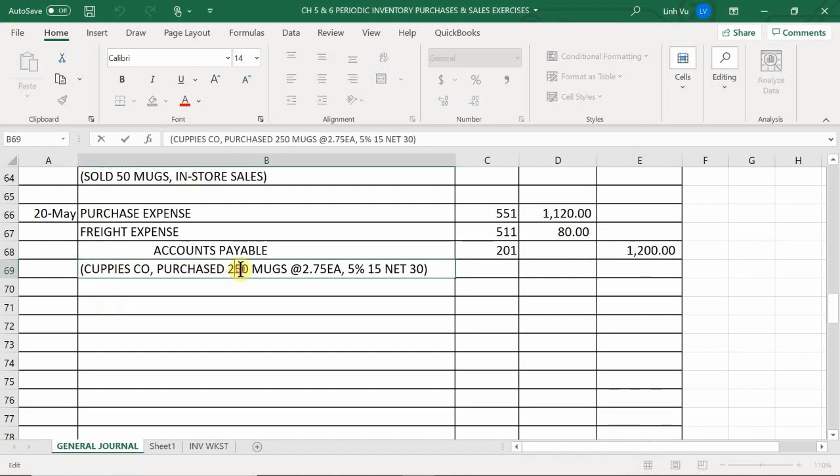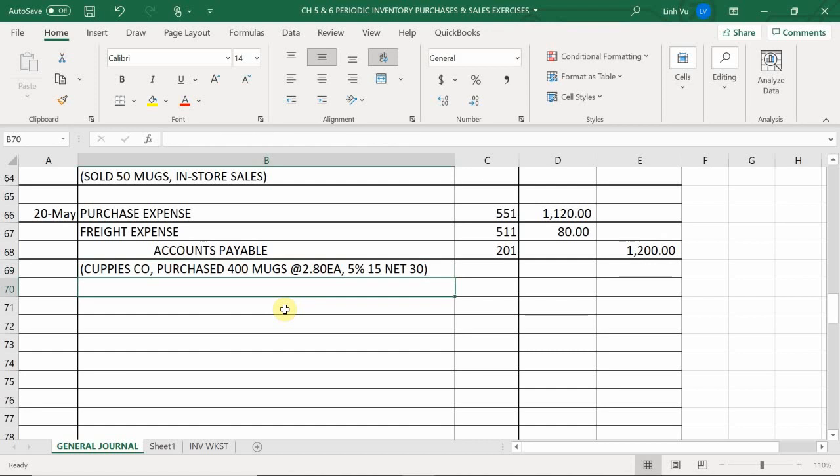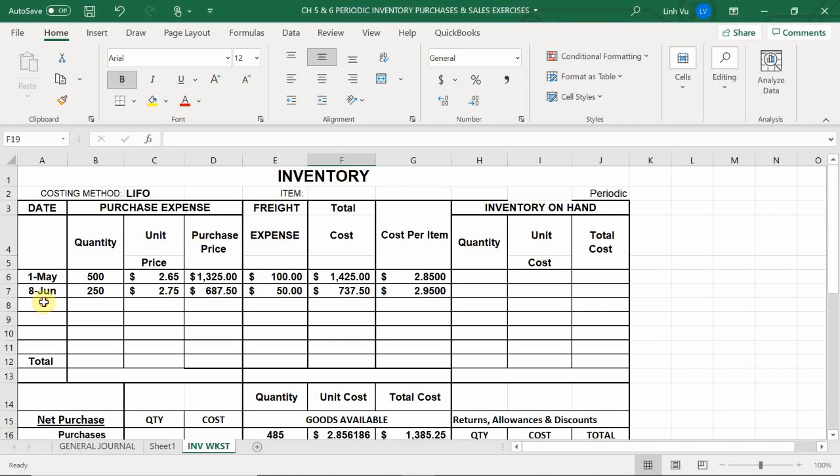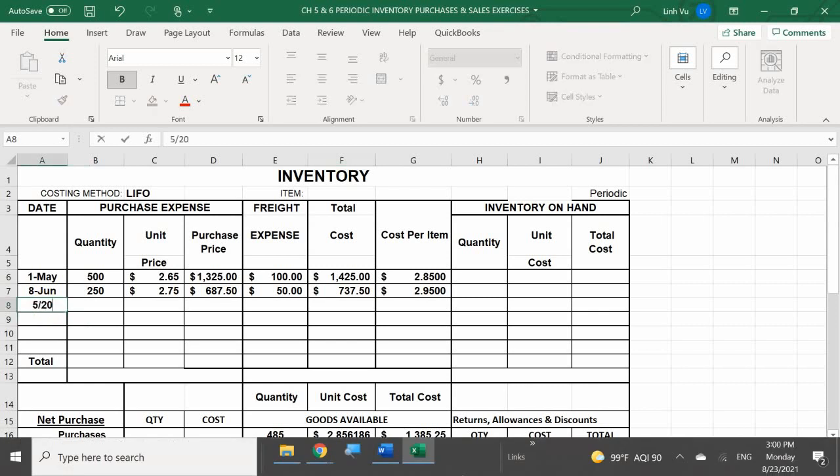All right, so we purchased from Cuppies Co. We purchased 400 mugs at $2.80 each. Okay, 5% 15 net 30 is our terms. Okay, so we purchased inventory. So therefore, we must update our inventory. So we purchased on the 20th of May.